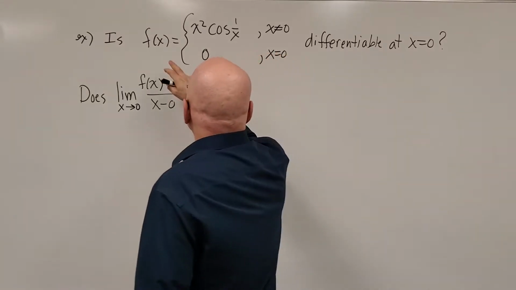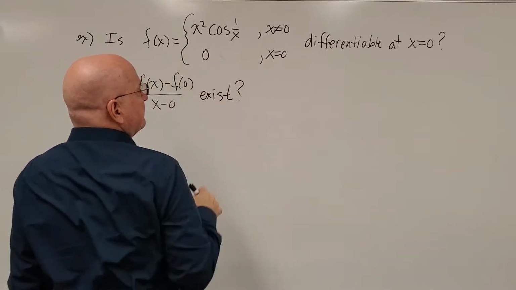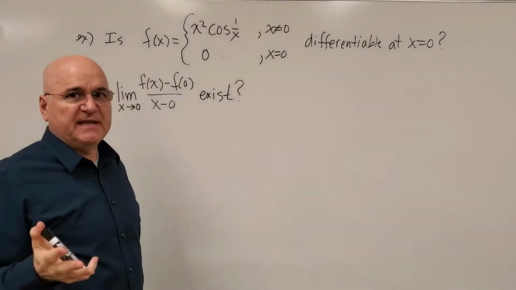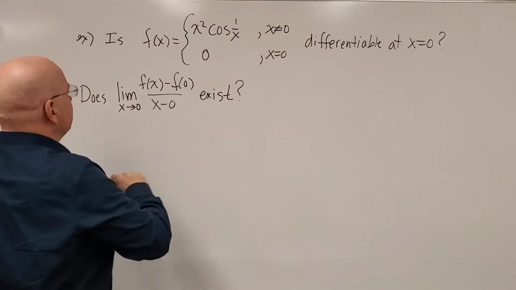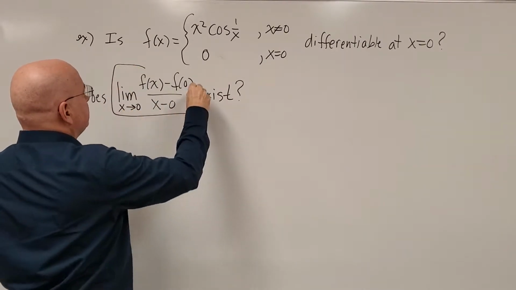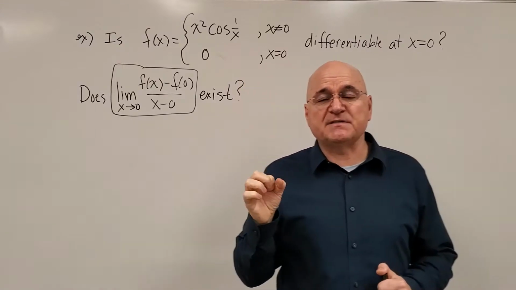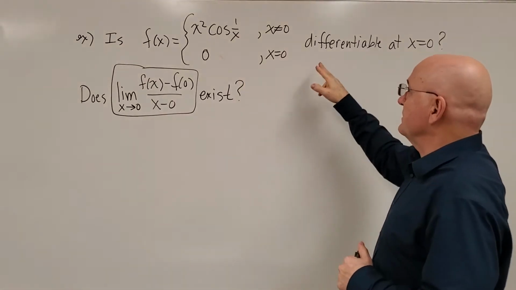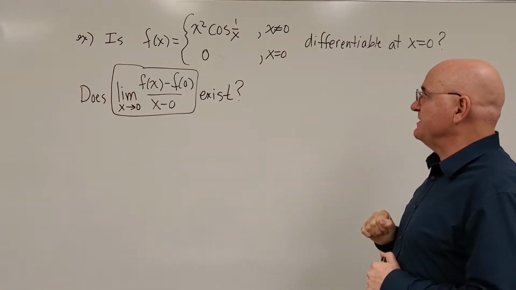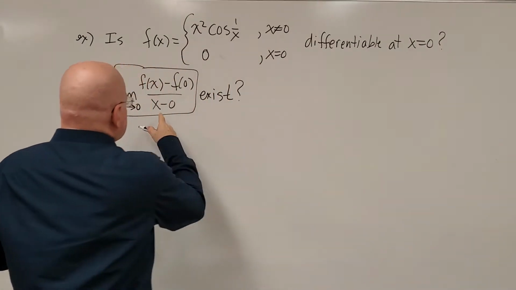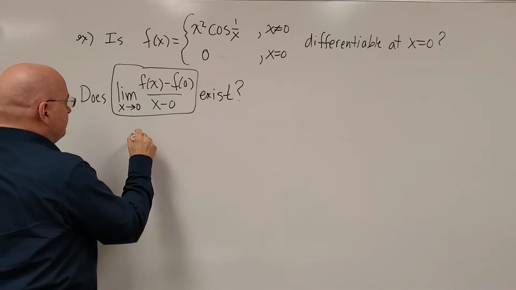So is f of x, defined in this way, differentiable at x equals 0? Well, the only question we need to ask ourselves is, does this limit exist? And if it does exist, then that'll give us a number that is the derivative of f at 0, so f prime of 0. So let's do a little arithmetic on this.